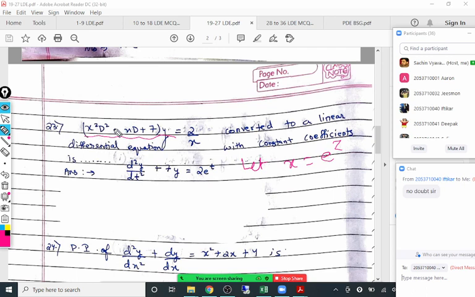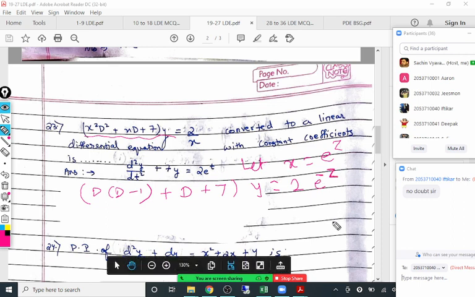So when x is e raised to z, x square D square becomes D into D minus 1, plus xD becomes just D, plus 7 as it is, of y is equal to, now what is 1 by x? 1 by x is e raised to minus z. So 2 into e raised to minus z. So that is the LD with constant coefficients. Just write it in simplified form. This is D square minus D plus D, D gets cancelled. D square plus 7 of y is equal to 2 e raised to minus z. So this is the answer.